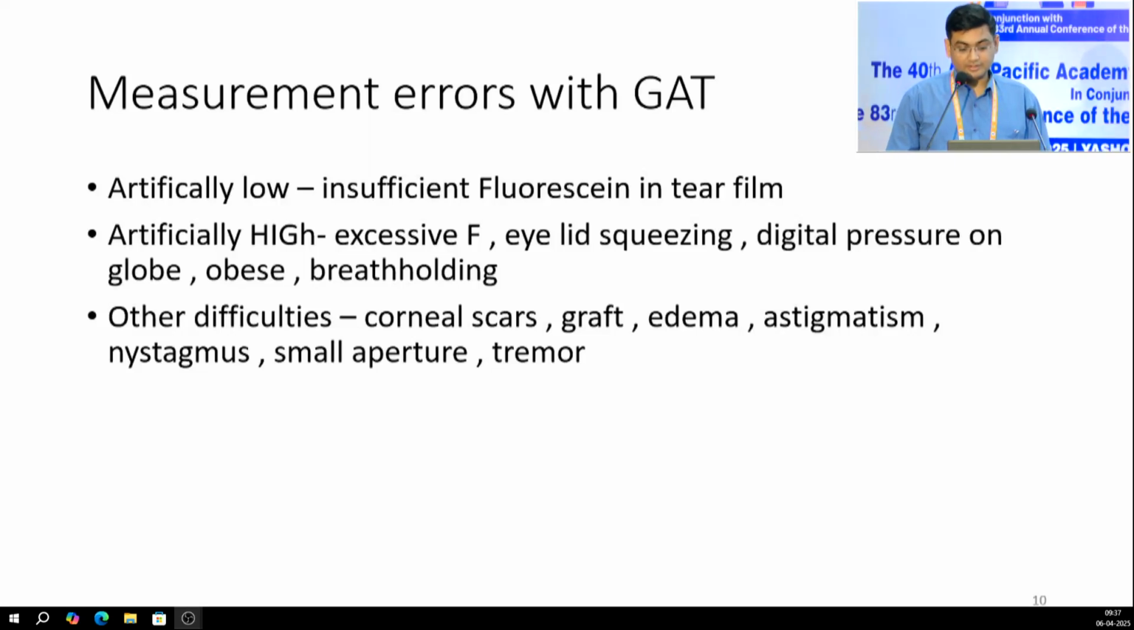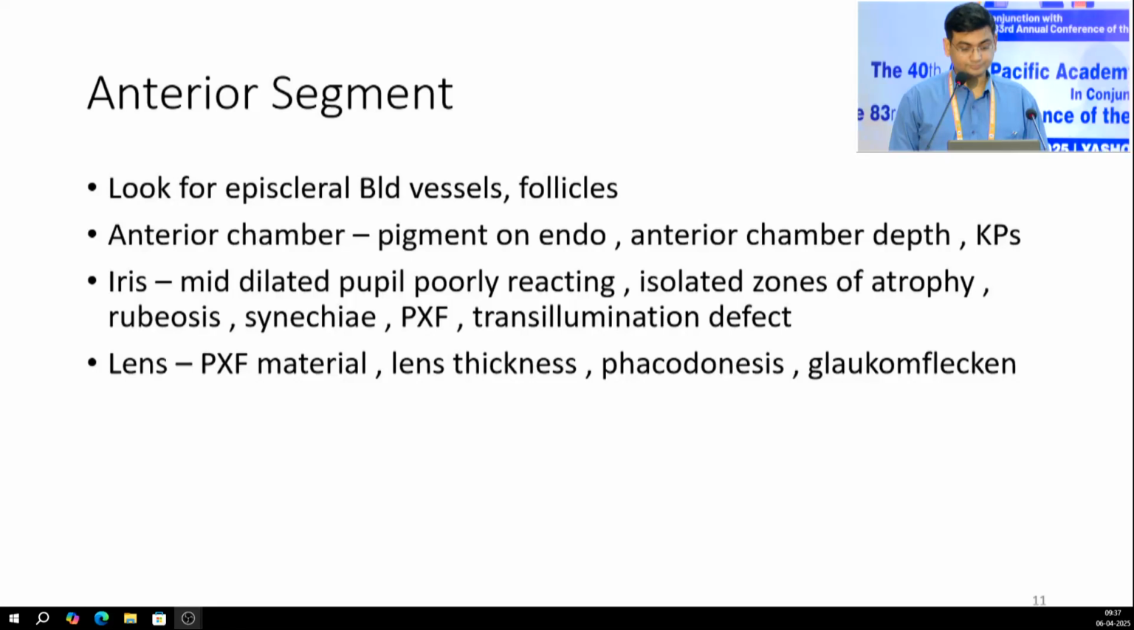Other difficulties are when the patient already has a scar, a graft, corneal edema, astigmatism, nystagmus, small aperture, or any tremor. In the anterior segment, you will look for any episcleral blood vessels, any follicles. In the anterior chamber, look for pigments on the endothelium, KPs, and for the iris, look for any mid-dilated, poorly reacting pupil or isolated zones of patchy atrophy, rubeosis, synechia, pseudoexfoliation, transillumination effect. These are the things you have to look for. And on the lens, you can look for pseudoexfoliation material, lens thickness, phacodonesis, and glaucomflecken.